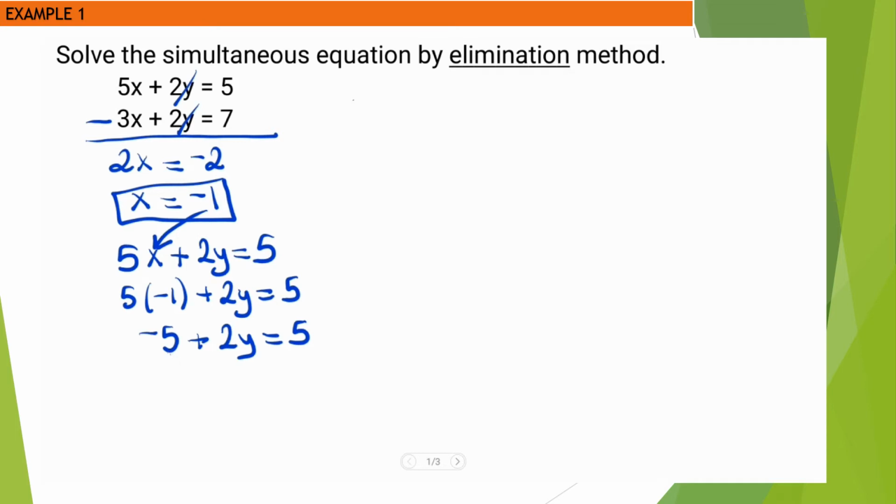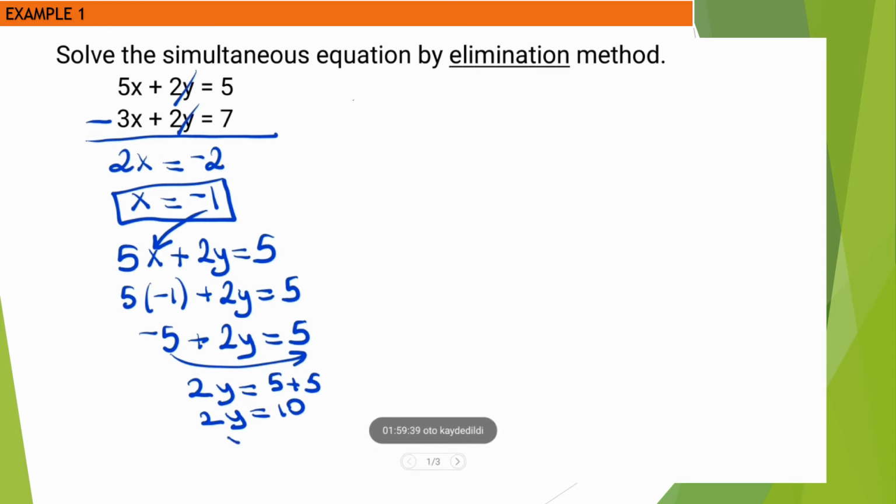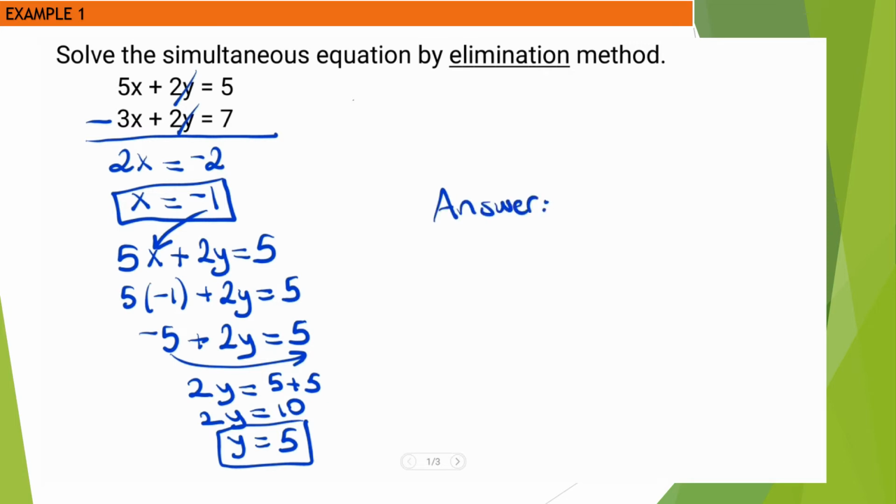5 goes to the other side. So 2y equals 5 plus 5, which is 10. And divide everything by 2. You will reach the value of y, which is 5. So the answer of this simultaneous equation is x is minus 1, y is 5.